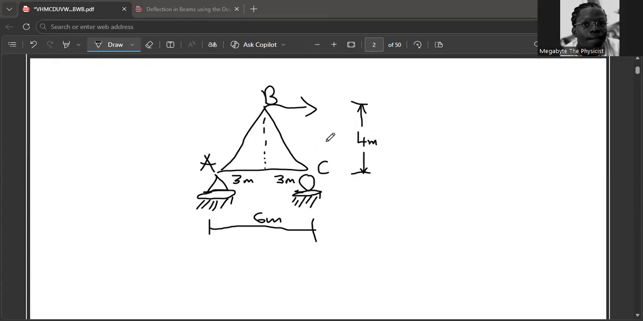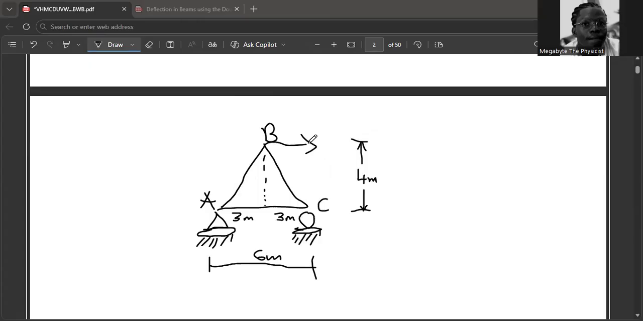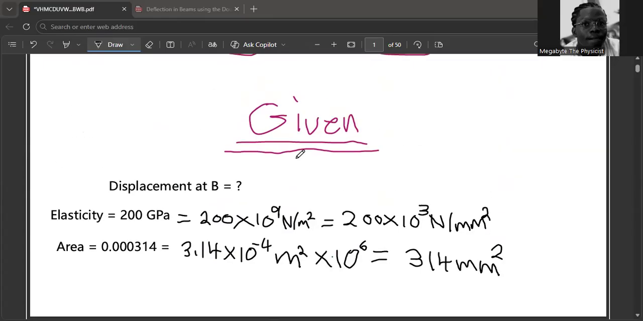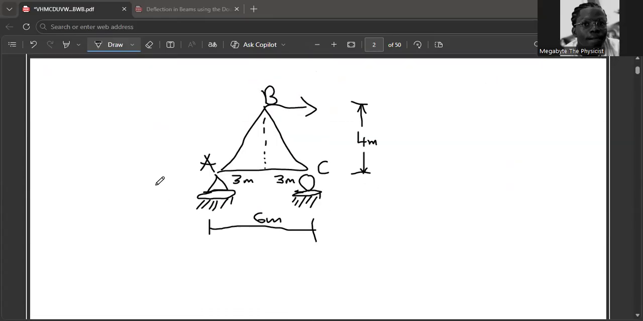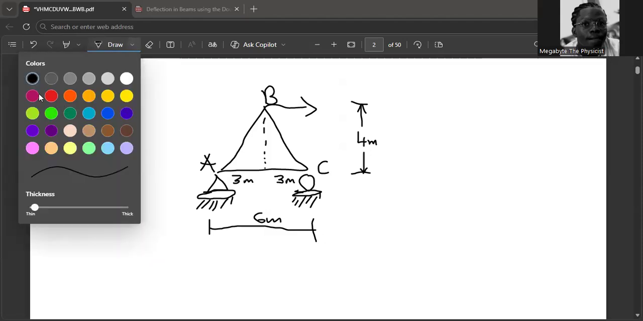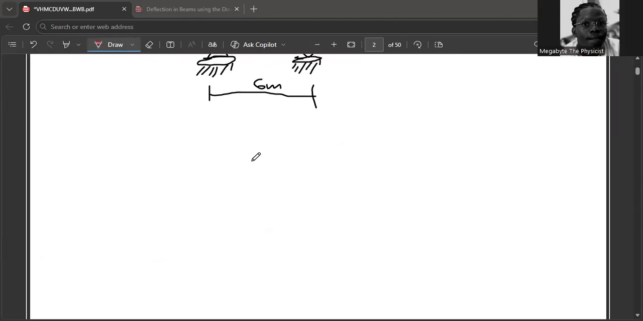And then from here, what do we do next? We can proceed to solve our problem once we are done putting down our details. So let's move to our solution. And this is our solution.